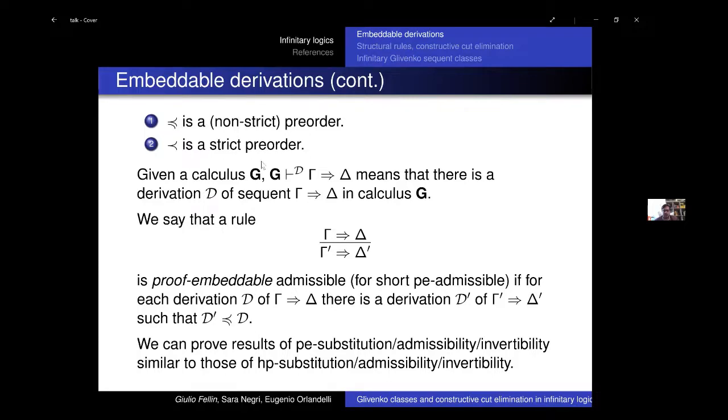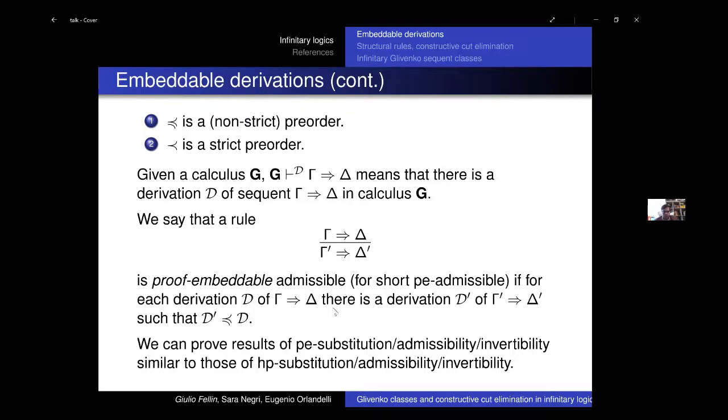Given a calculus G, we denote this way the fact that there is a derivation D of sequent gamma arrow delta in the calculus G. We say that a rule is proof embeddable admissible, or PE admissible, if for each derivation D of the top sequent there is a derivation D prime of the bottom sequent such that the derivation of the bottom sequent is embeddable in the derivation of the top sequent.